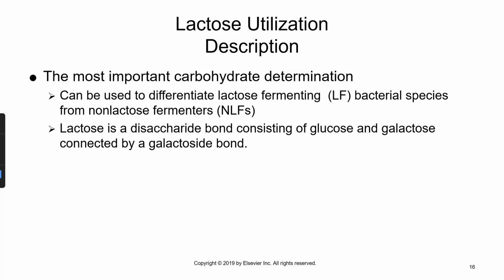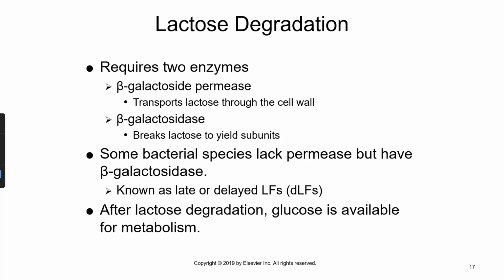Lactose is a disaccharide consisting of glucose and galactose connected by a galactoside bond. Lactose degradation requires two enzymes, beta-galactoside permease, which transports the lactose through the cell wall, and beta-galactosidase, which breaks lactose to yield subunits. Some bacterial species lack permease but have the beta-galactosidase, and those are known as the late or delayed lactose fermenters. After lactose degradation, glucose is available for metabolism.